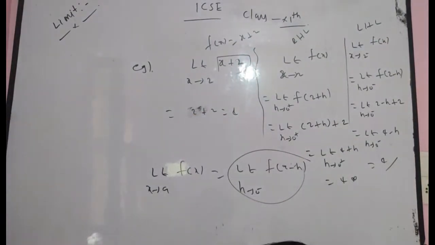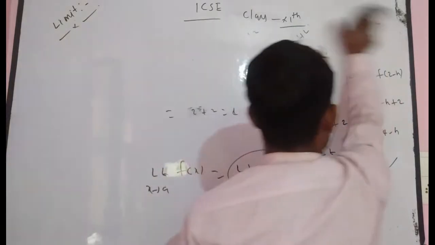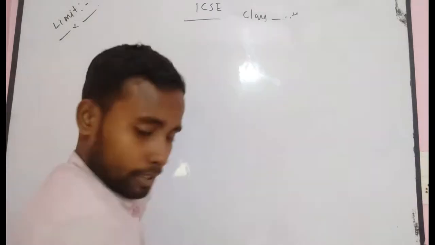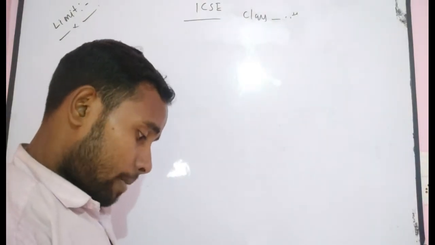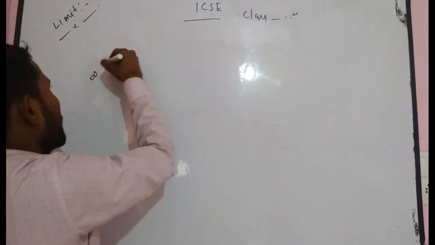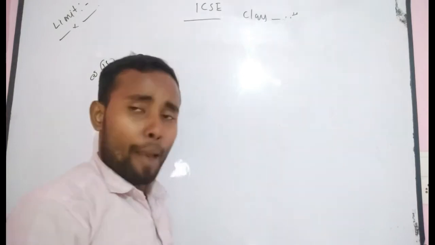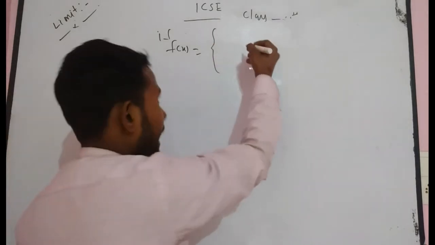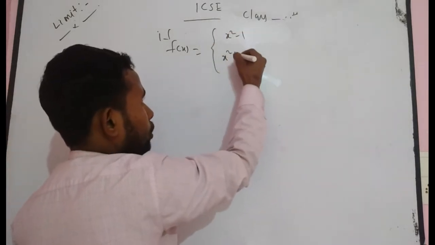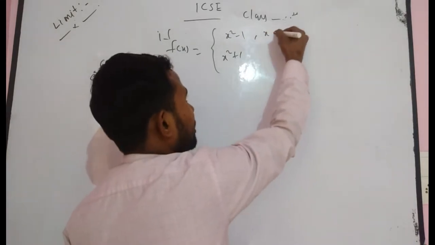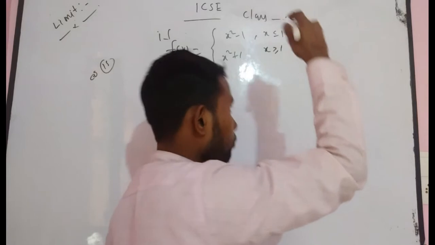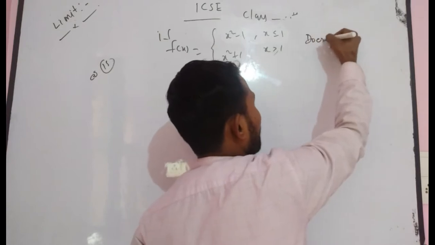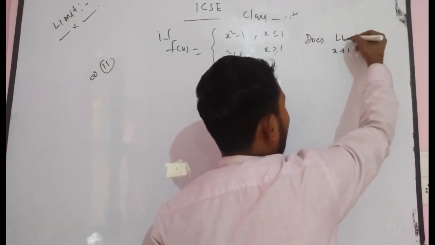Now I want to take examples for you. The example will be: in this problem it says, if f(x) is equal to x square minus 1 for x less than or equal to 1, and x square plus 1 for x greater than 1. Does limit x tends to 1 of f(x) exist?